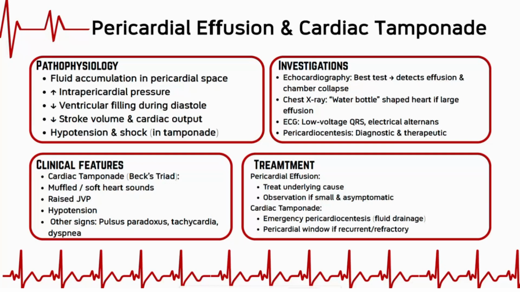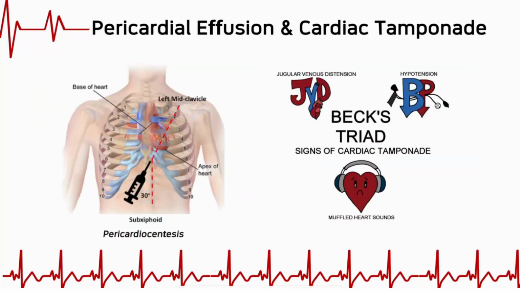Now, clinical features. I believe I have a picture about this. With cardiac tamponade, what you need to know is the Beck's triad. So there's a nice picture here. Beck's triad is essentially, you see jugular venous distension.